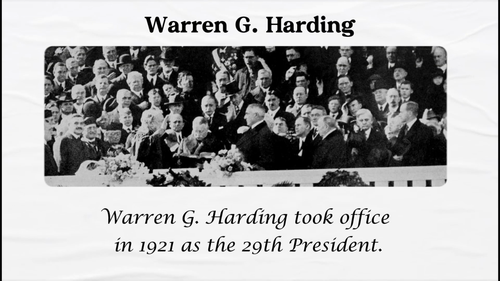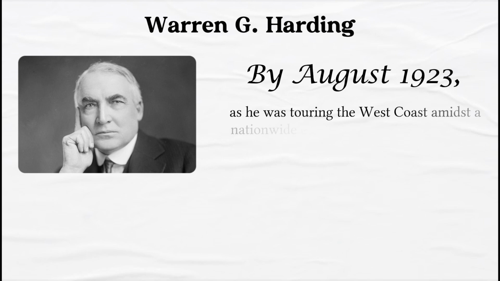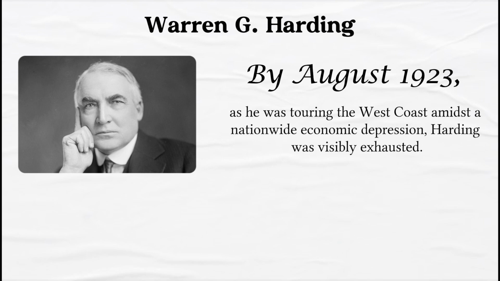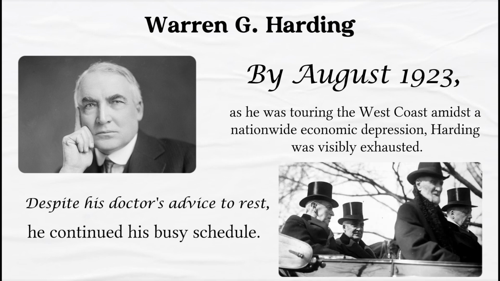Warren G. Harding took office in 1921 as the 29th president. By August 1923, as he was touring the West Coast amidst a nationwide economic depression, Harding was visibly exhausted. Despite his doctor's advice to rest, he continued his busy schedule.